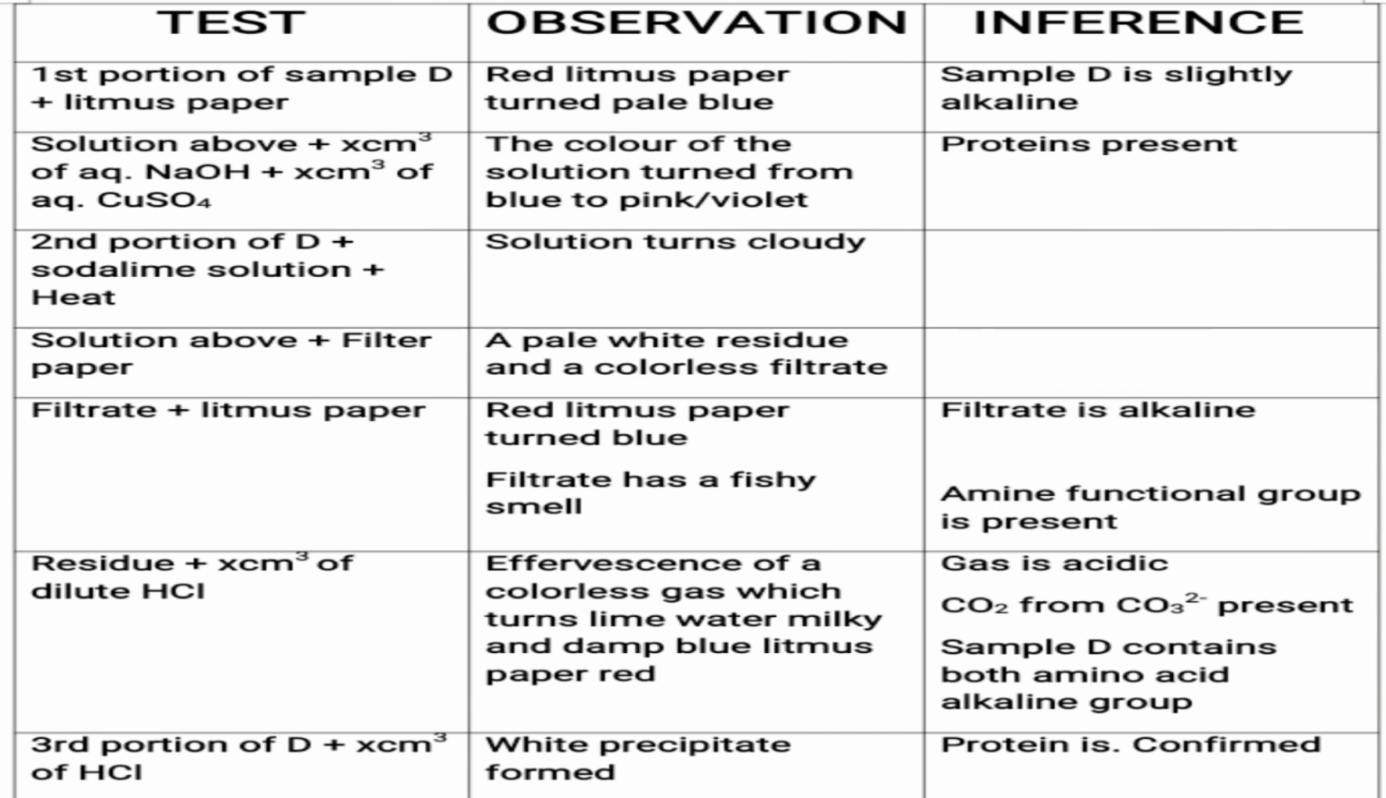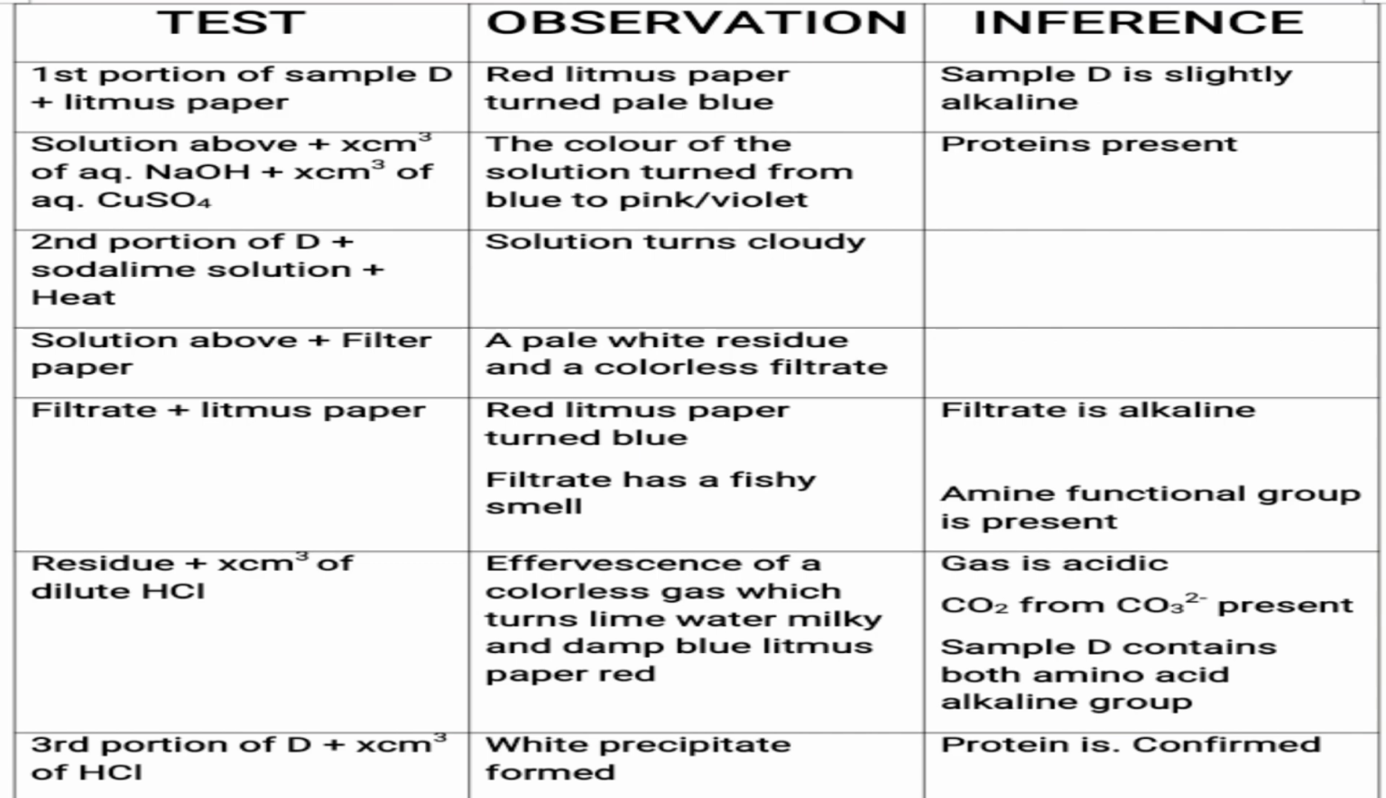Next, they could ask you to add a litmus paper to the filtrate that you've obtained. When you add a red litmus paper, the red litmus paper turns blue. Since it turns blue, it tells us that the filtrate is alkaline. Also, when you perceive it, you find out that the filtrate has a fishy smell. And a fishy smell is a characteristic of the amine functional group. So we can simply write, because of that fishy smell, we can infer that the amine functional group is present.